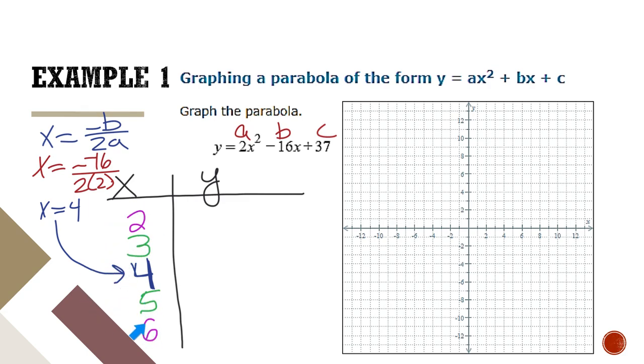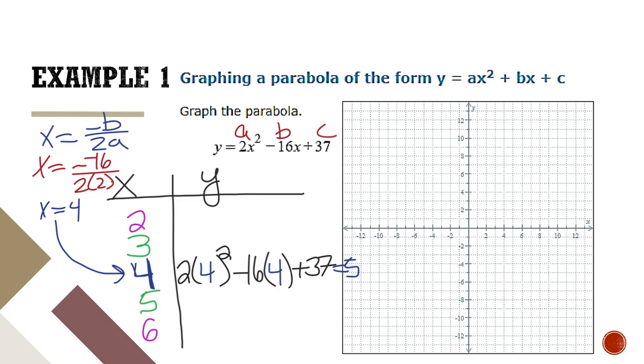If I plug in 2 or 6, they should be the exact same value because it's the same distance from the vertex. And again, these are symmetric. So let's go ahead and substitute in there. So first start by substitution. 2 times x squared minus 16 times that x, and then plus this 37, which will give me a value. So if I'm substituting in this 4 here, I should get that value is 5. So I get the point 4, 5.